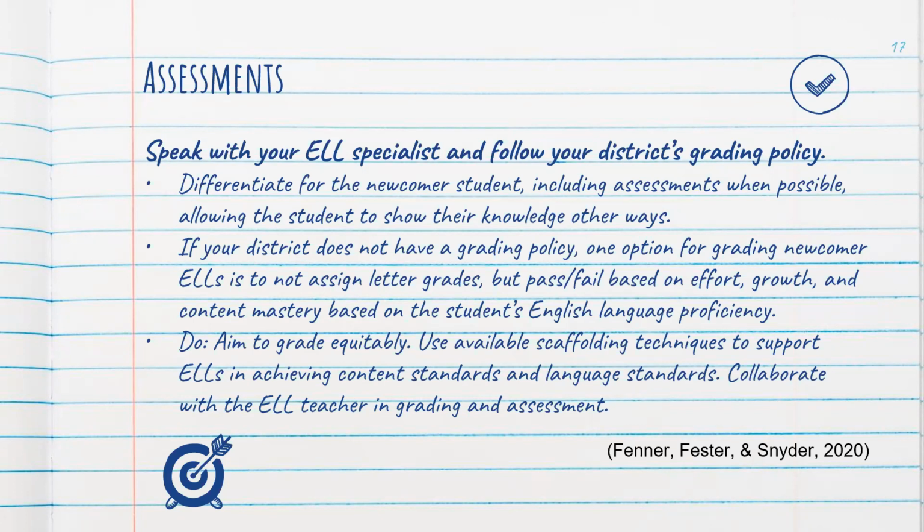But if your district does not have a grading policy, one option that you may want to consider for grading newcomer ELLs is not to assign letter grades, but pass fail based on their effort, how much they've grown. So for example, if they started out at like a first grade level for math and they have grown to a third grade level, that is a huge amount of growth in a short amount of time.